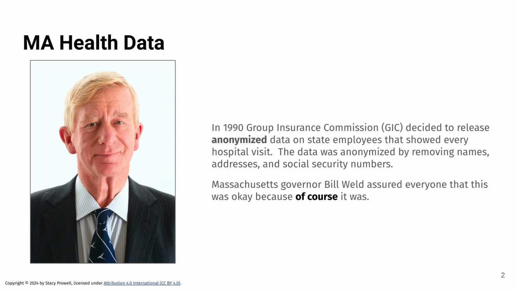The data was anonymized by removing the names, the addresses, and the social security numbers. So it was not possible to tie a particular piece of data back to a particular person because all the personally identifiable information had been removed from the health data. So it was perfectly safe to do this. And in fact, Governor Bill Weld assured everyone this was okay because, of course, it was okay. We'd taken the sensitive stuff out. And people aren't, how would you even get back to something like that?